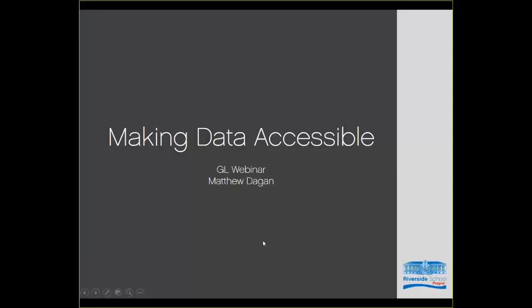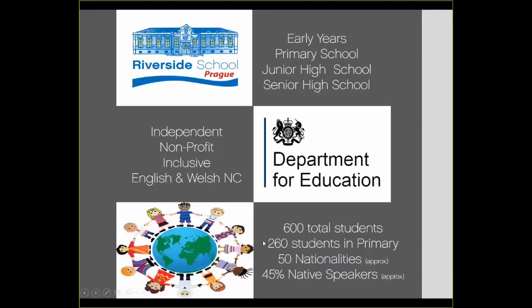So to begin, I'll start with a brief profile of the school where I currently work. We have an early years, a primary school, a junior high, and a senior high. We're independent, nonprofit, and inclusive. We follow the English and Welsh national curriculum, and we do the IB at the senior high. We have approximately 600 students, about 260 of which are in the primary. In a given year, we have around 50 nationalities, and we've been holding pretty steady at 45% native English speakers.